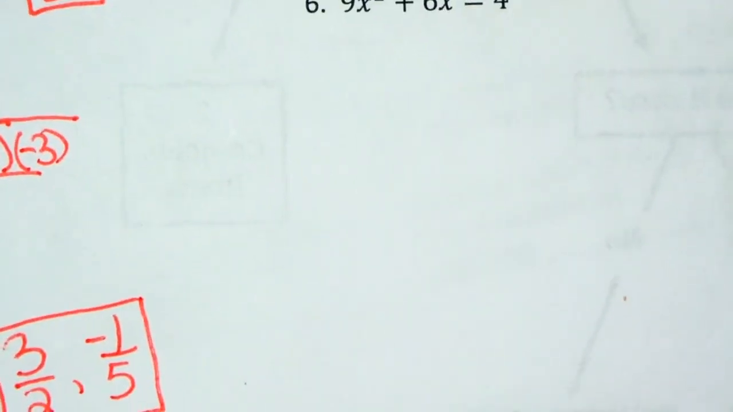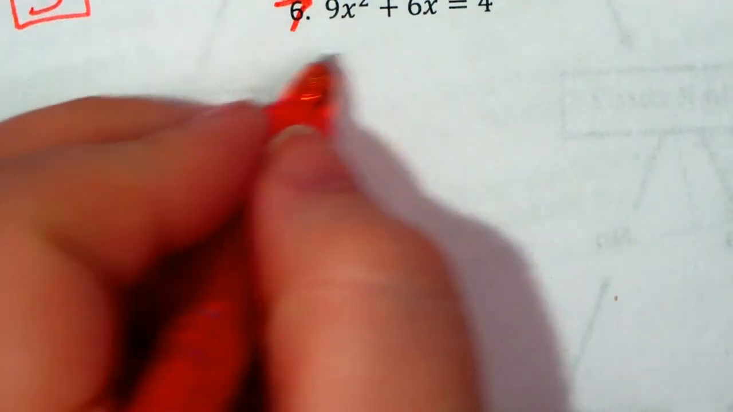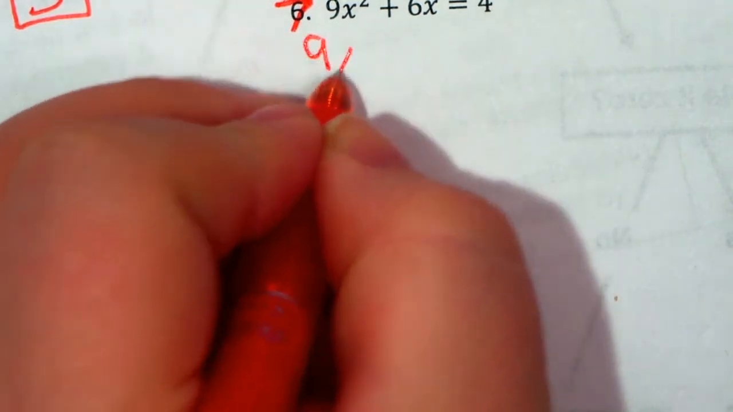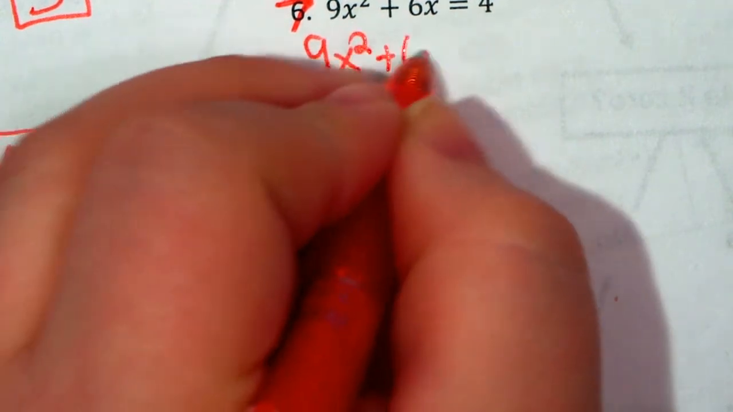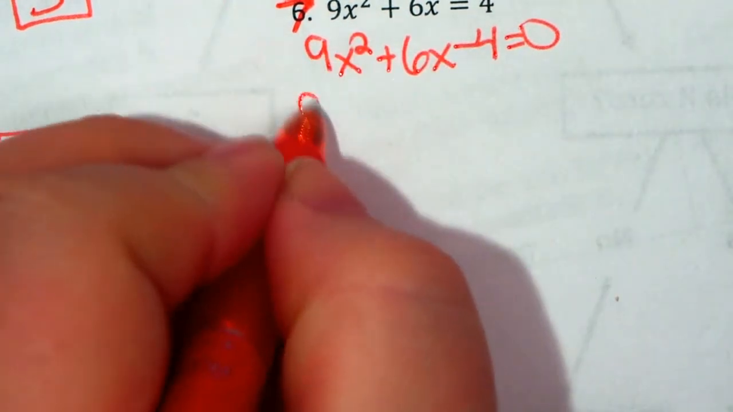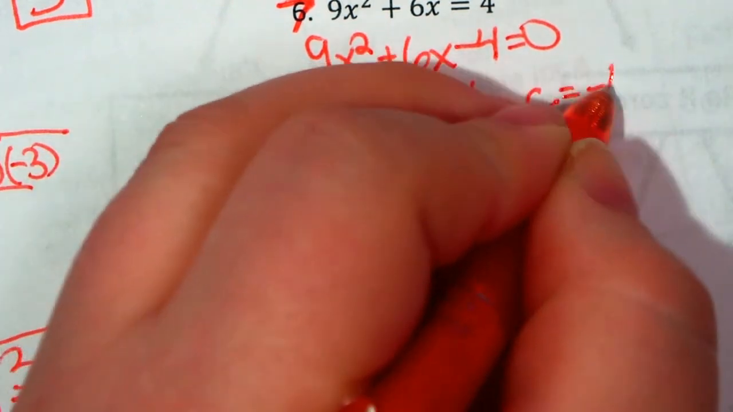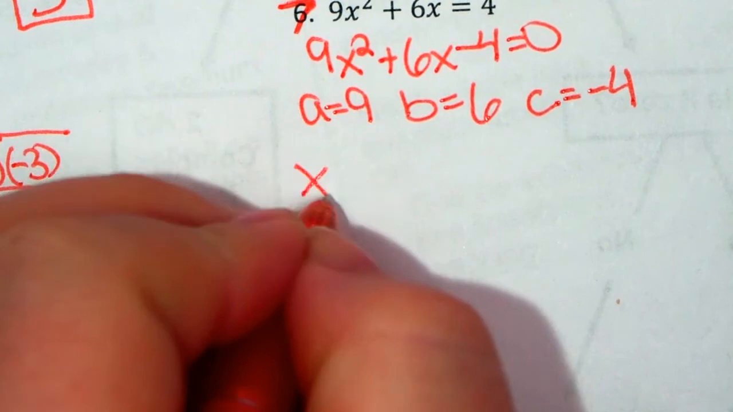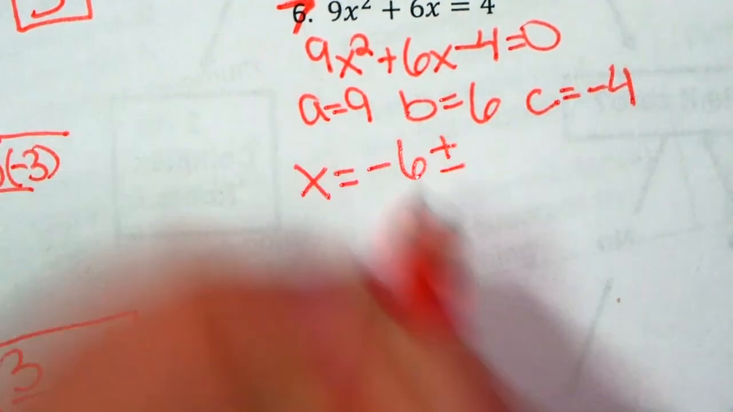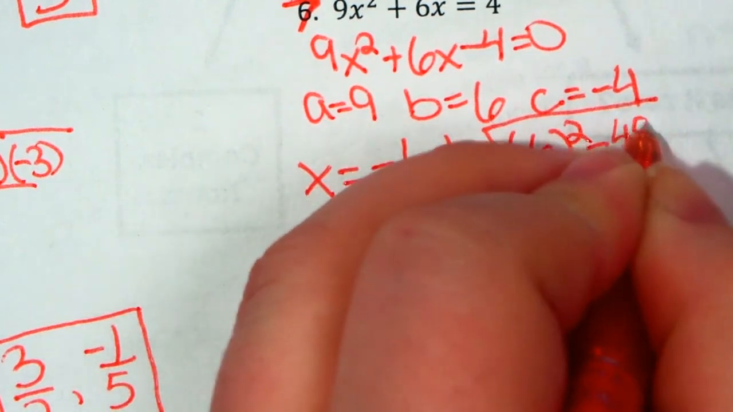Number 6 again. Number 7. So we have to subtract 4 from both sides. 9x squared plus 6x minus 4 equals 0. A would be 9, B would be 6, C would be -4. X equals -b plus or minus the square root of b squared minus 4ac all over 2a.